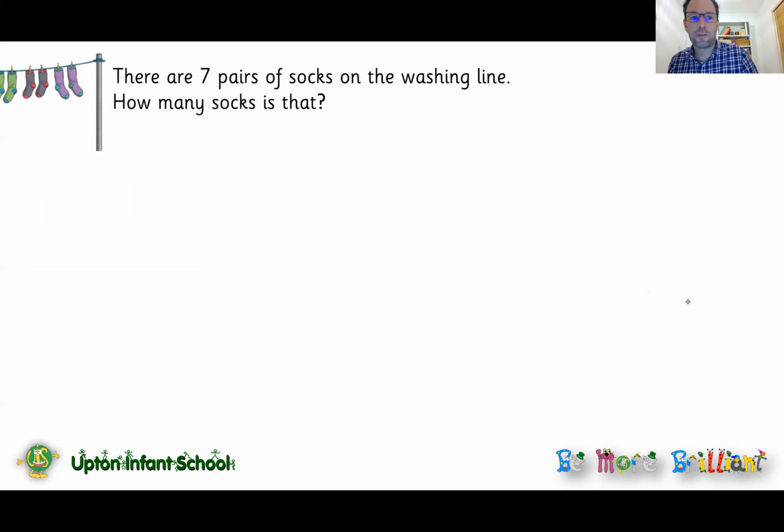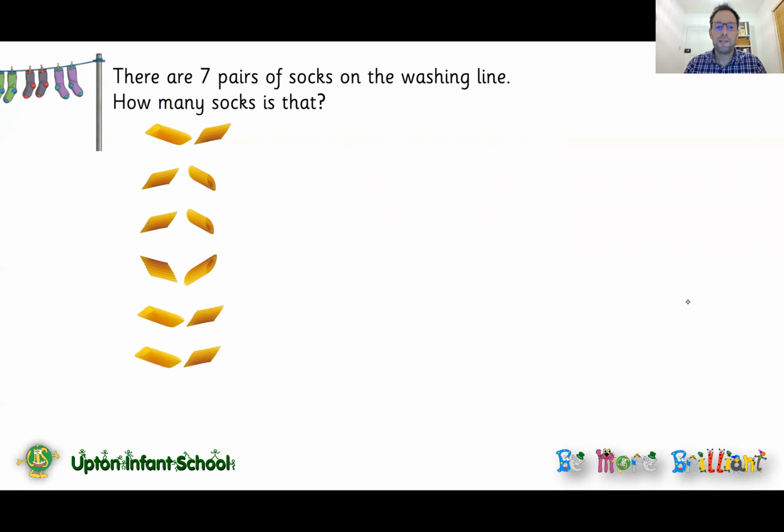Okay, let's see how you got on. So there are 7 pairs of socks on the washing line. I'm going to use my pasta again. I'm going to do 7 lots of 2 because a pair means 2. So there's 2 and another lot of 2. That's 2 lots of 2, 3 lots of 2, 4 lots of 2, 5 lots of 2, 6 lots of 2, and 7 lots of 2. So I have got 7 lots of, or 7 times 2. That means 7 pairs. And all together, if I counted up my pasta, I've got 14 pieces. If you've been practicing your 2 times table, you might just know 7 times 2 is 14.